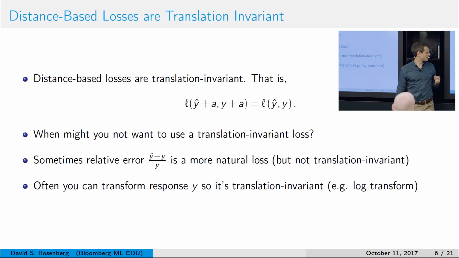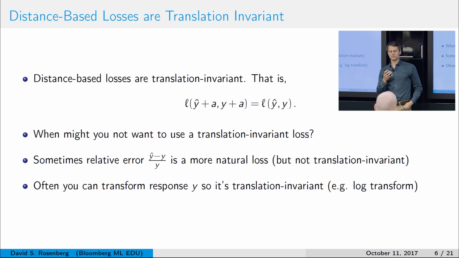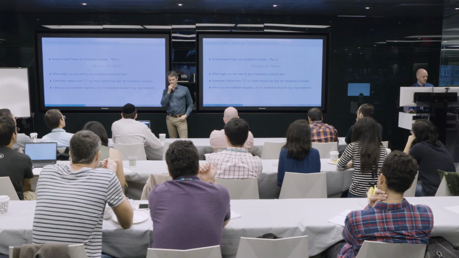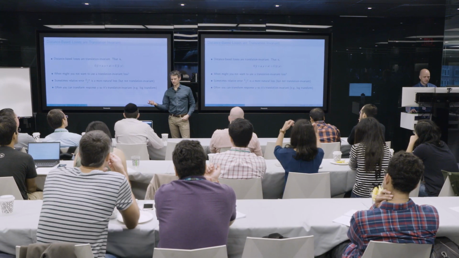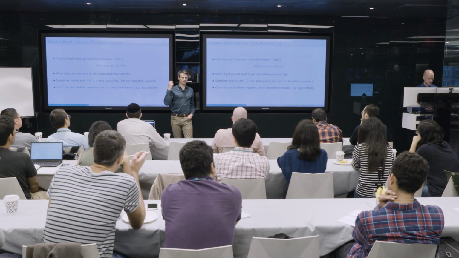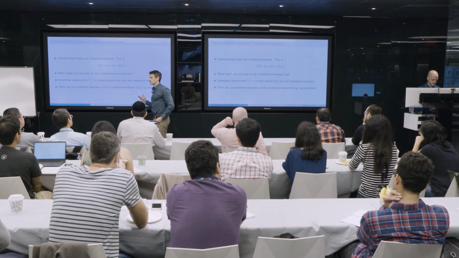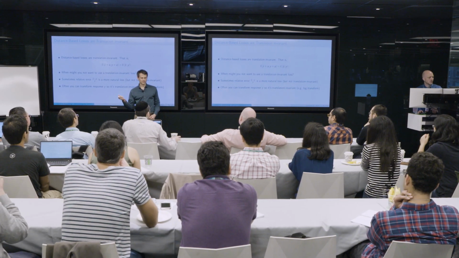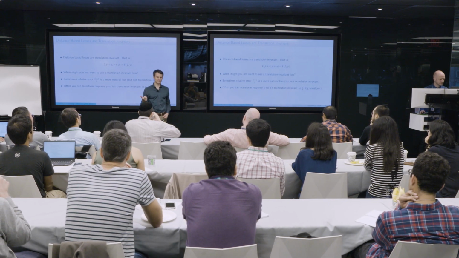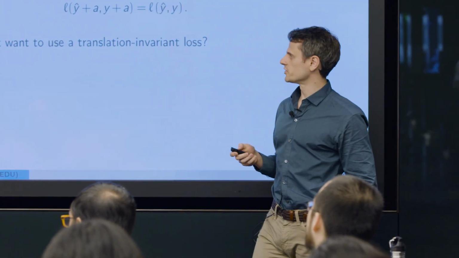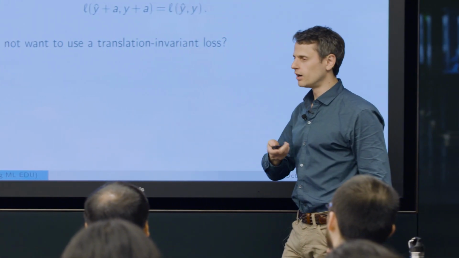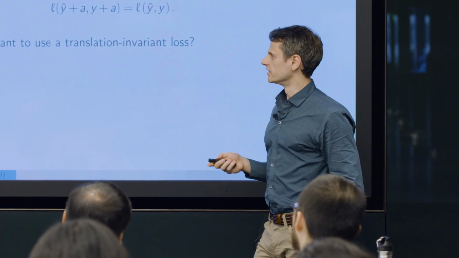But here's the question. When might you not want translation invariant losses? The issue would be like percent error. If you predict 9 and the correct answer is 10 versus predicting 99 and the correct answer is 100, in a lot of cases 99 out of 100 is a lot closer than 9 out of 10, because it's like relative error. So we don't always want these translation invariant losses, but you can often transform your y's to a scenario where translation invariant is fine again.